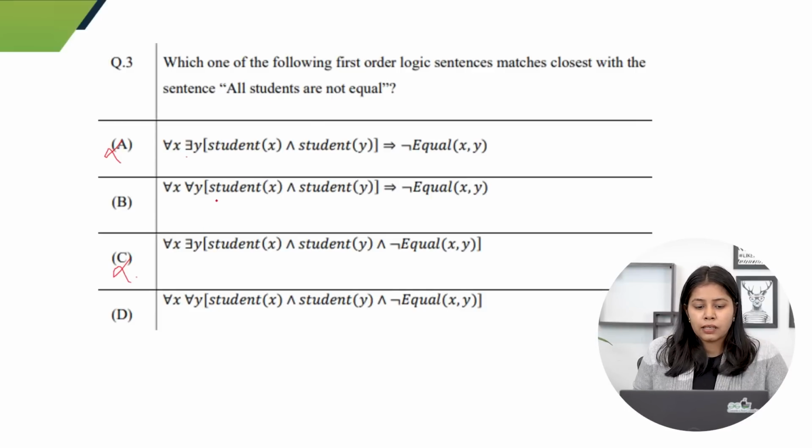So that means, let's say for all x, for all y, x is a student and y is a student, which implies that x is not equal to y, right? This seems true. But let's see option D as well.